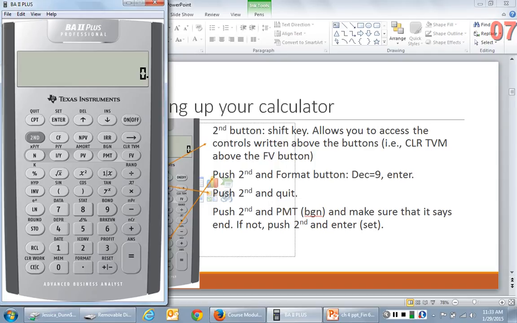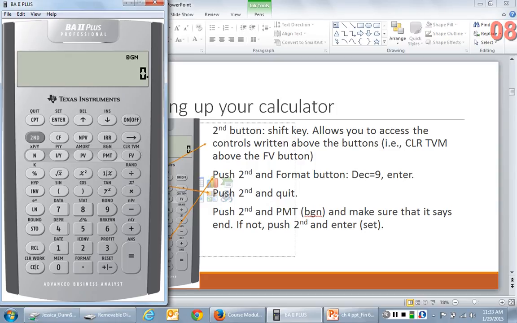Now we need to make sure that our calculator is in end mode. So we push second and payment. Ours says end. If it didn't, it would look like this. We would push second and set and change it to beginning and get out of this menu, and now you see at the very top of your screen on the right hand side it says BGN, and that will be there all the time if your calculator is in begin mode, which we don't want except in one particular instance that we'll cover later on in this chapter.